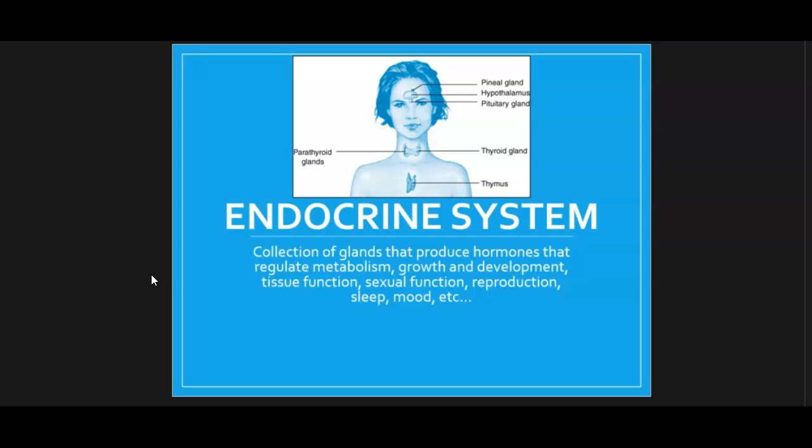So the endocrine system as a whole is a collection of glands that produce various hormones that do all sorts of stuff in the body. They regulate metabolism, growth, development, tissue function, sexual function, sleep, mood, all kinds of stuff. Hormones are produced by glands, and then they're sent off into the bloodstream to various tissues in the body to perform some kind of an effect. They send signals to those tissues and tell them what they're supposed to do and how much to do it. And when the glands don't produce the right amount of hormone, it's going to cause some kind of a problem.